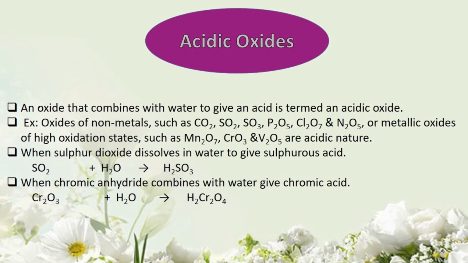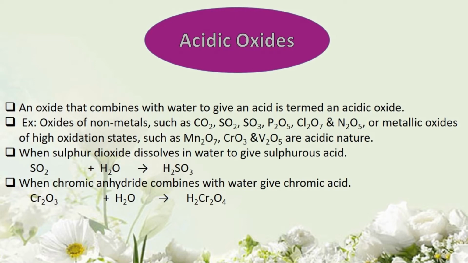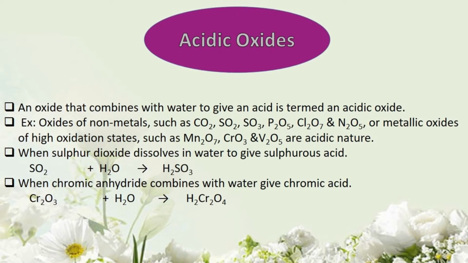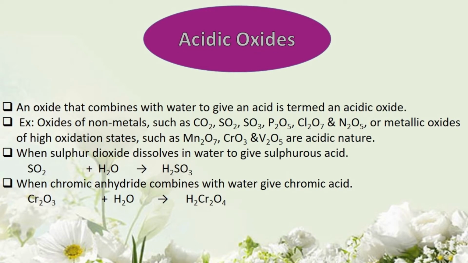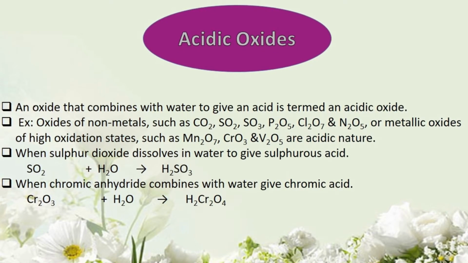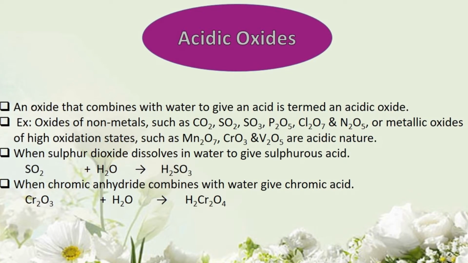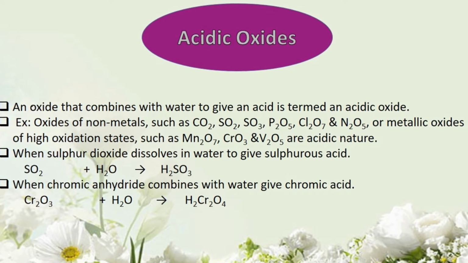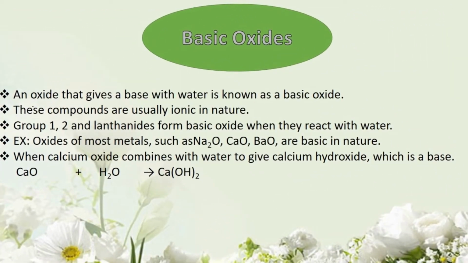For example, if you take sulfur dioxide, that is SO2, it reacts with water to give sulfurous acid H2SO3. Similarly, chromic oxide reacts with water and produces chromic acid H2CrO4. Now let's learn about basic oxides.